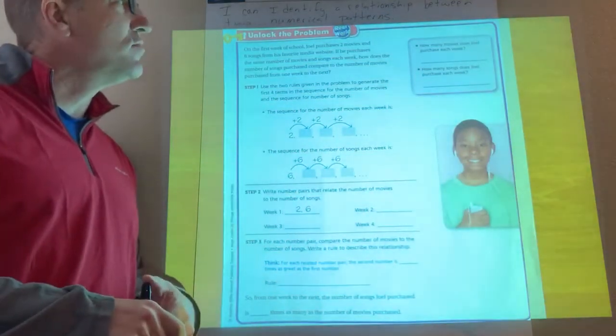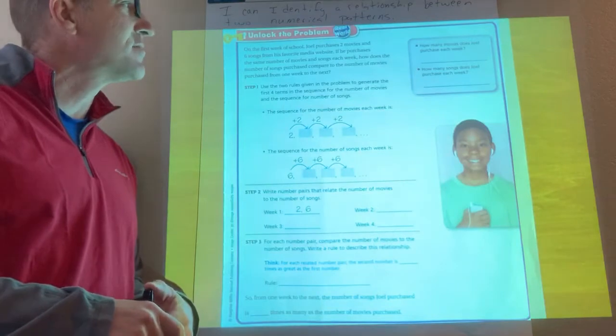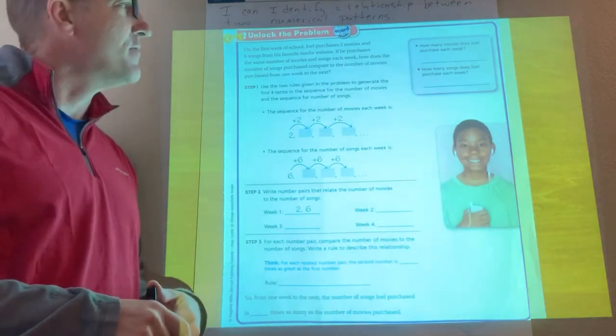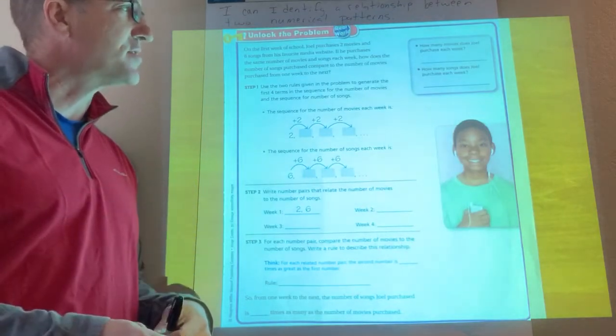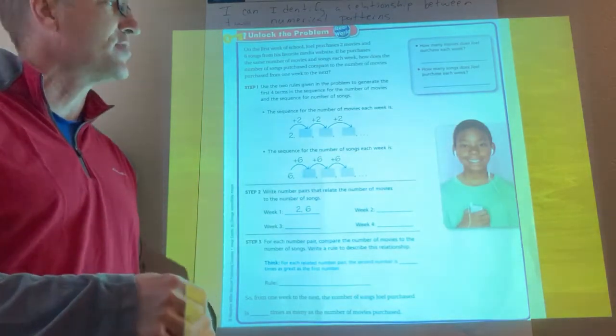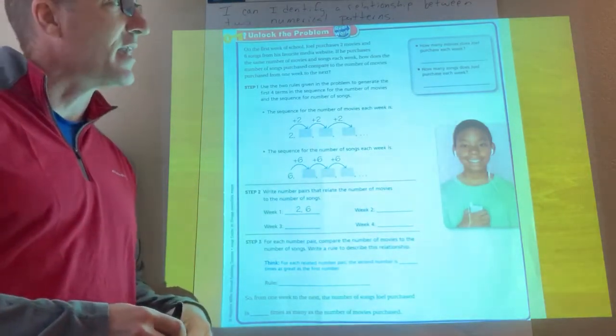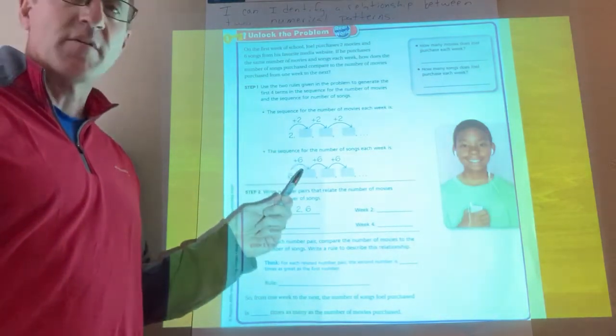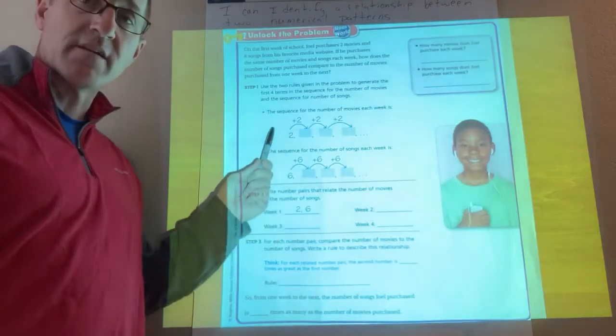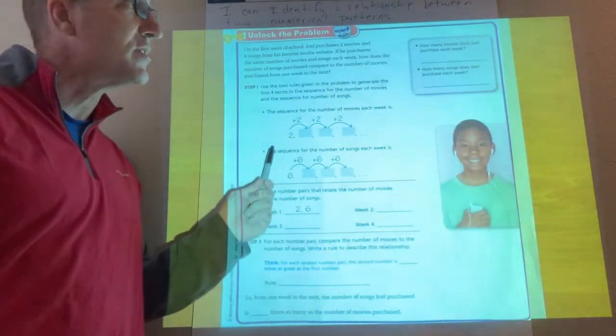On the first week of school, Joel purchases 2 movies and 6 songs from his favorite media website. If he purchases the same number of movies and songs each week, how does the number of songs purchased compare to the number of movies purchased from one week to the next? So we're going to compare the number of movies to the number of songs. All right, so there's a pattern here, there's a pattern here, and then there's a relationship between the two.